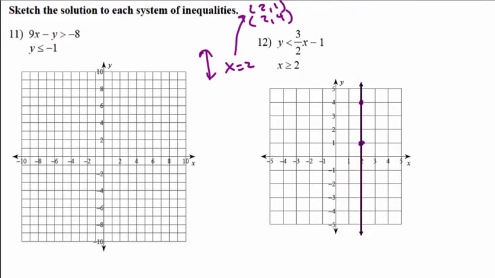Now, which side of the line is greater than? Okay, these numbers or these numbers? Well, this side is greater than 2. 3, 4, 5, those are all greater than 2. Okay, so that's the shaded part from this inequality right there.